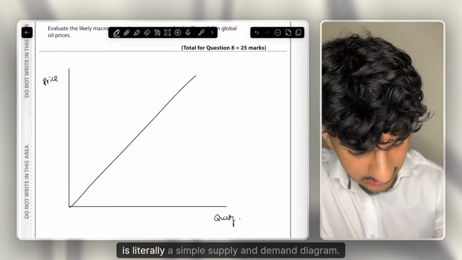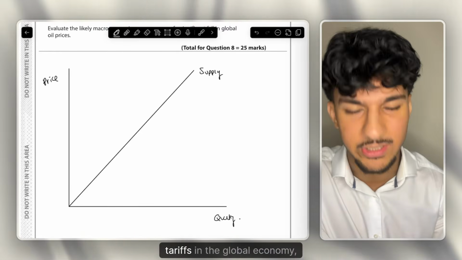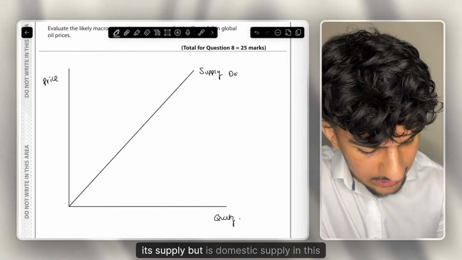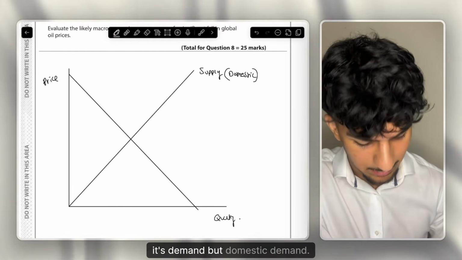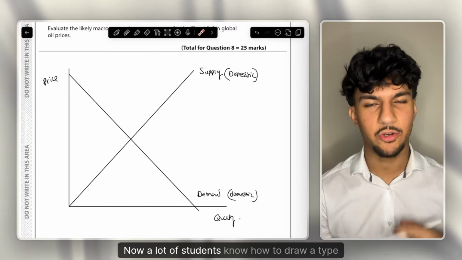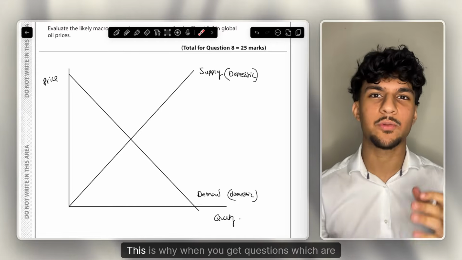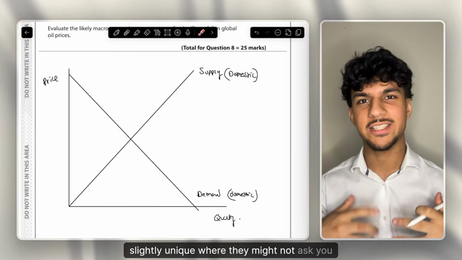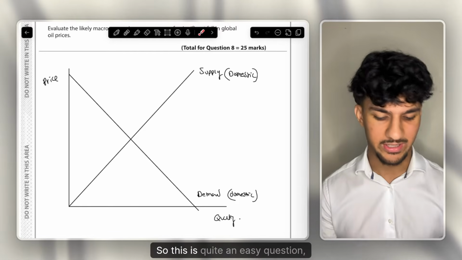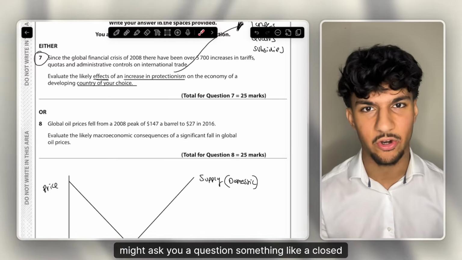And then it is literally a simple supply and demand diagram. But since we're talking about tariffs and the global economy, it's supply, but domestic supply in this scenario. And same for demand, it's domestic demand. Now, a lot of students know how to draw a tariff diagram, but they don't actually understand the diagram itself. This is why, when you get questions which are slightly unique, where they might not ask you specifically about protectionism, so this is quite an easy question, but they might ask you something like a closed economy.